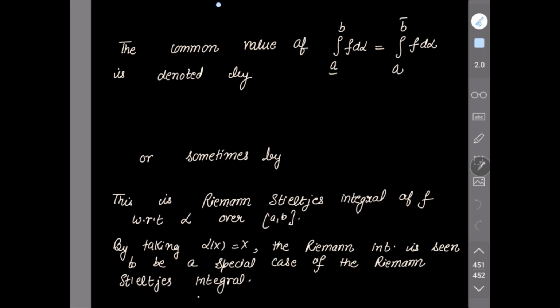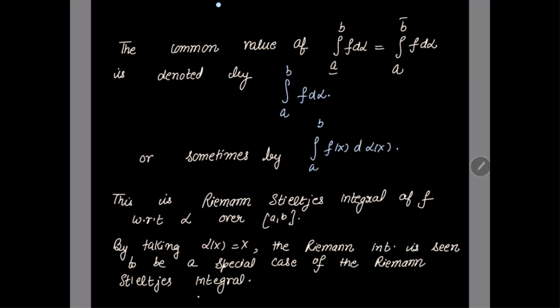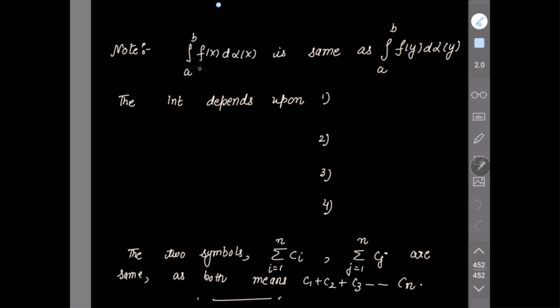Now the common value of these two integrals, which are equal, is denoted by the integral from a to b of f d alpha, or sometimes we can also write it as the integral from a to b of f(x) d alpha(x). So this is the Riemann Stieltjes integral of f with respect to alpha over this closed interval [a, b]. By taking alpha(x) equal to x, the Riemann integration is seen to be a special case of the Riemann Stieltjes integral. Note, the integral from a to b of f(x) d alpha(x) is the same as the integral from a to b of f(y) d alpha(y). Right? So it is immaterial which letter we use to represent the so-called variable of integration.